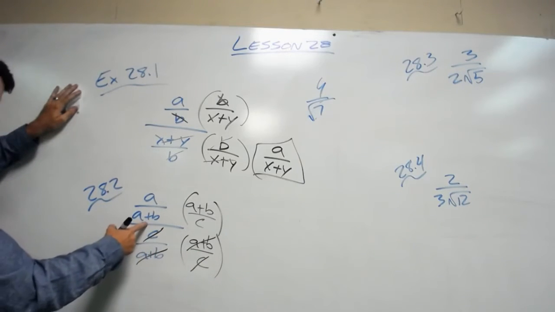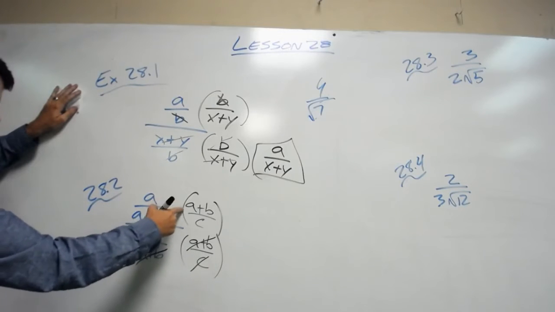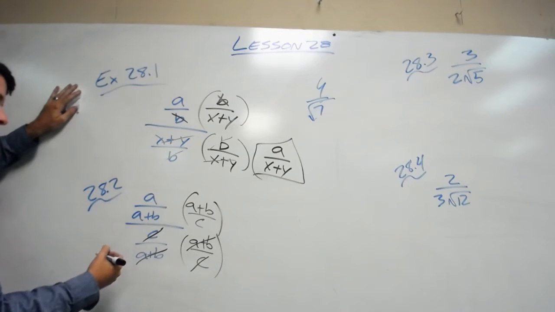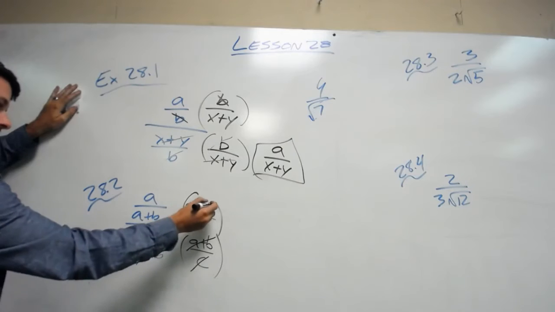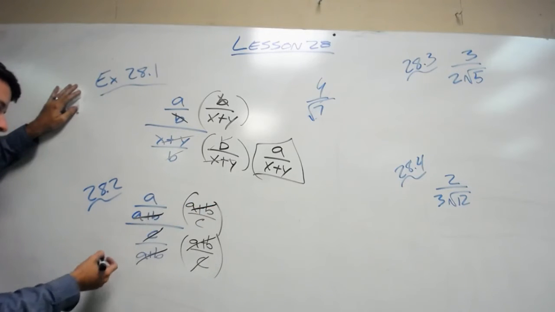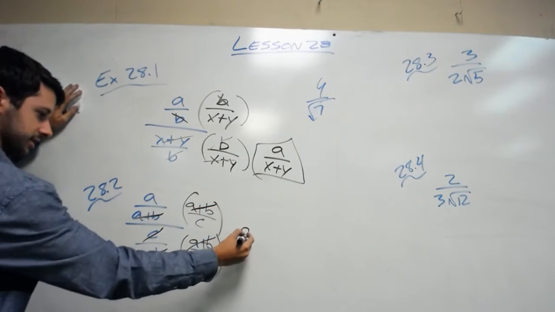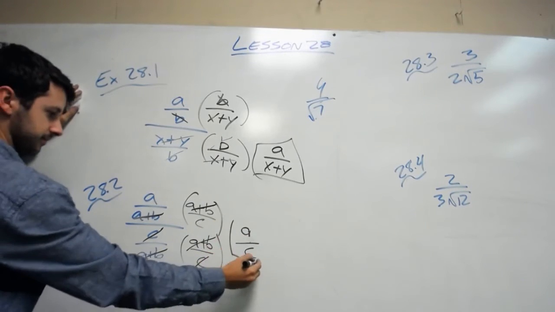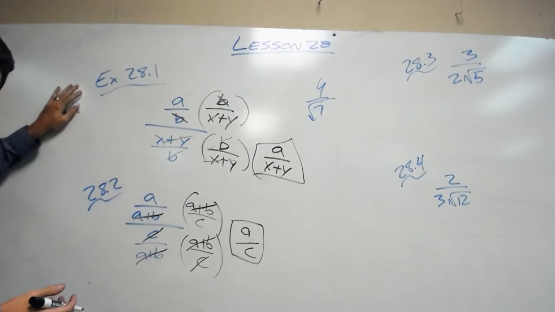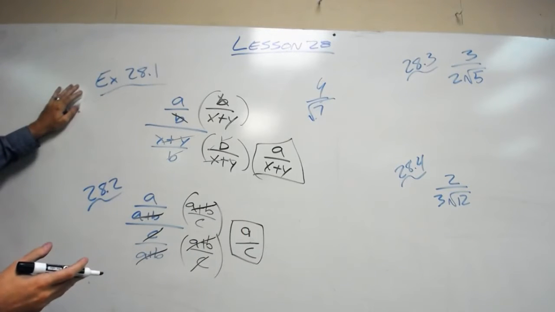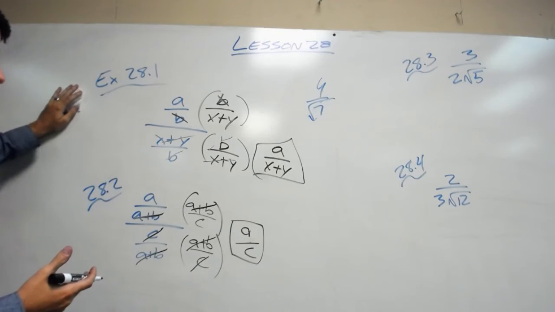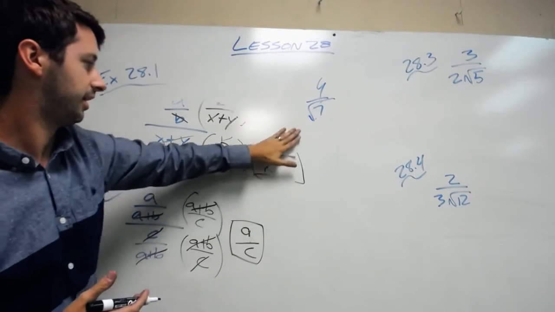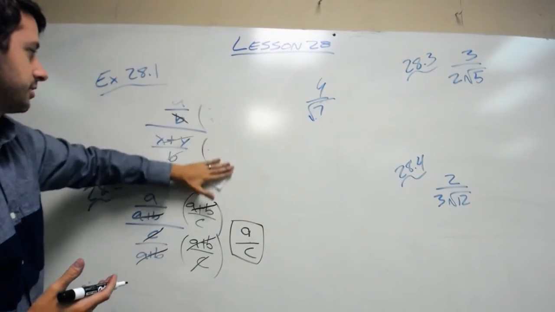Look at this, a plus b and a plus b. These are being multiplied, remember? So therefore, we can say these can cancel out, and you are simply left with the fraction of a over c. And that's your answer. That is complex fractions, and that is probably one of your favorite lessons you've learned so far this year. So that's the first concept in lesson 28.